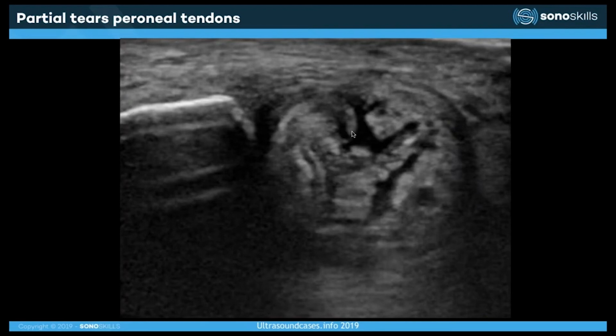So let's go over the checklist again. Shape: the tendon has increased in thickness. Then the echogenicity: it's anechoic, partly also hypoechoic. And looking at the continuity, we can see that there is partial tearing within the tendon. And this happens quite a lot in the peroneal tendons, this partial tearing.